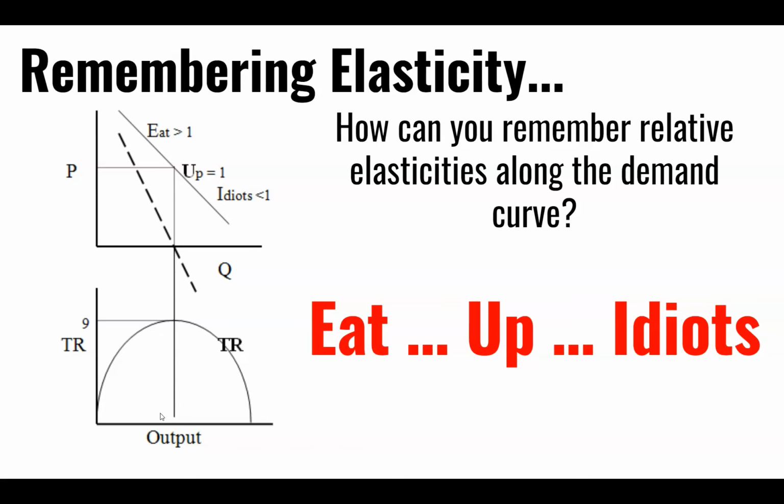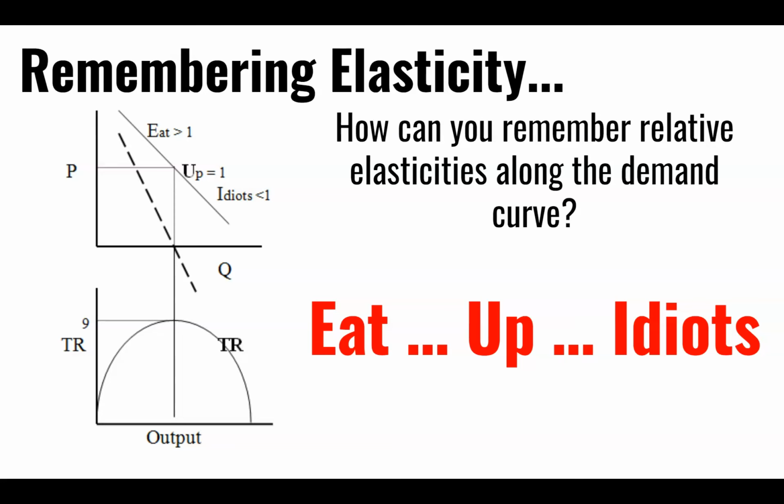The upper portion of the demand curve is always elastic. There will be a point in which we have unit elastic, and then the rest of it, the bottom portion of the demand curve, is inelastic. And one mnemonic to remember this is eat up idiots. E for elastic, U for unit elastic, I for inelastic. And this will become an issue when we get to monopolies, because we're going to be worried about changes in total revenue, which is called marginal revenue. But for right now, just important to keep in mind that the relative elasticity of the demand curve will change as we move down it.